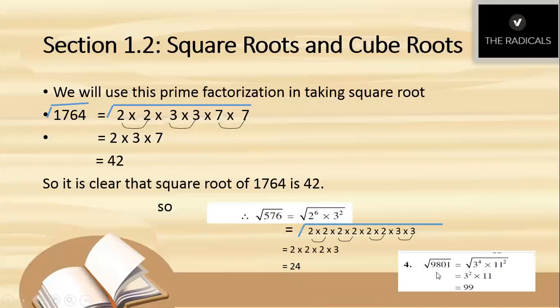Now, the square root of 980. Students, challenge yourself. Take the prime factorization and then check it, and then divide it, and then get the answer.